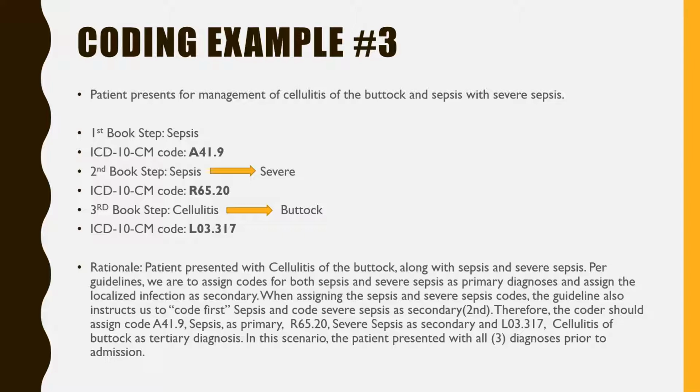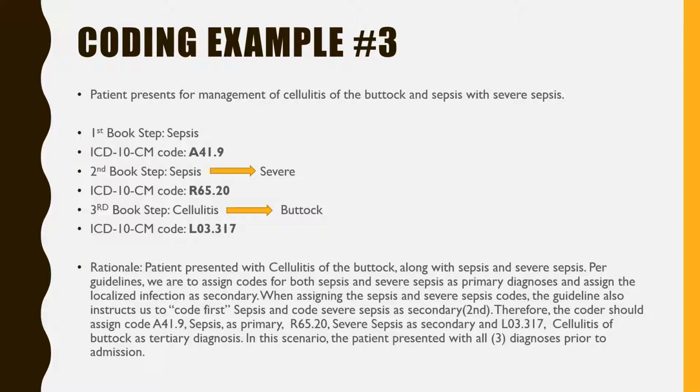Our rationale for this example is, again, the patient presented with cellulitis of the buttock along with sepsis and severe sepsis. Per guidelines, we are to assign codes for both sepsis and severe sepsis as primary diagnoses and assign the localized infection as secondary. When assigning the sepsis and severe sepsis codes, the guideline also instructs us to code first the sepsis and then code severe sepsis as secondary.